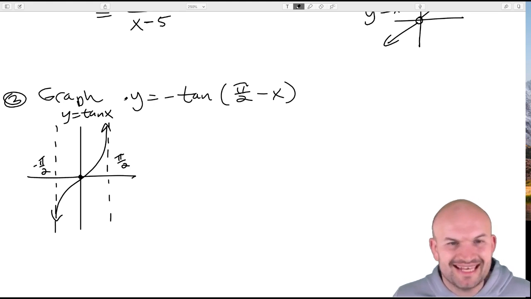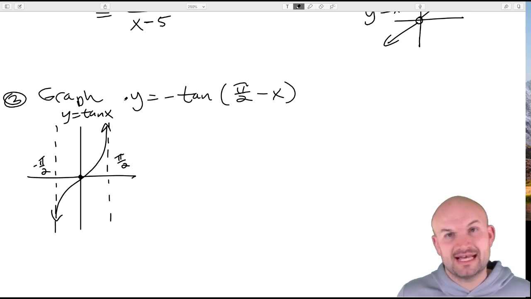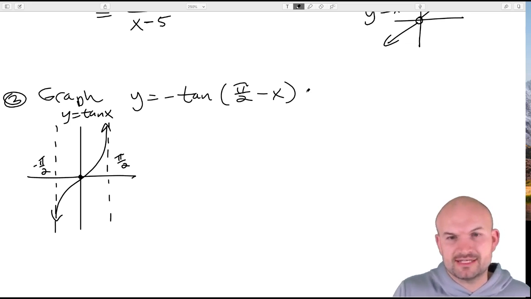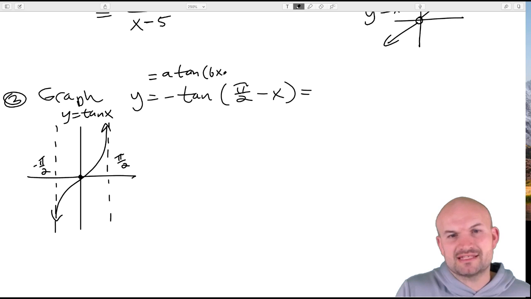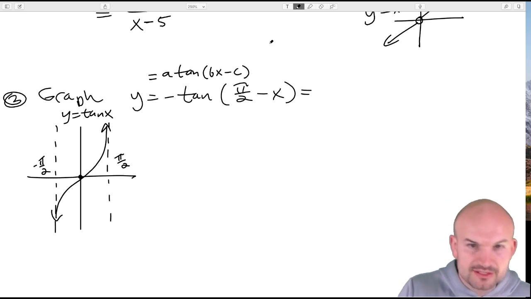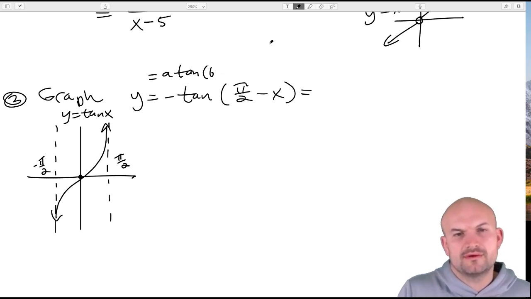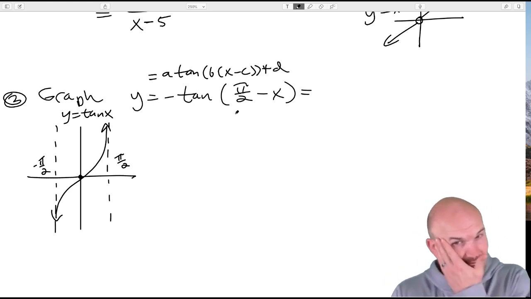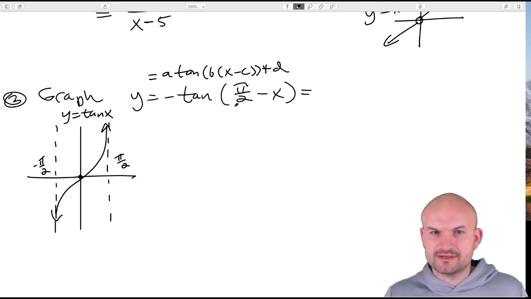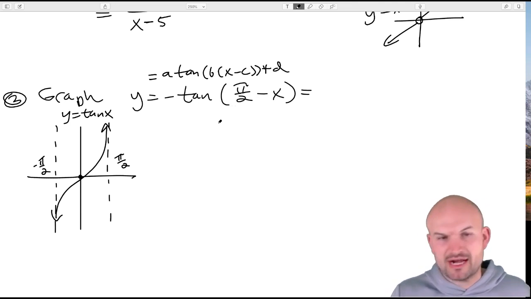So what happens when we take a negative tangent of pi halves minus x? Well, the first thing we need to understand is that if we're going to graph this, we want to understand this as a tangent of b times (x minus c), plus d. Sorry, let's use some parentheses correctly. First of all, we want the x to be written in front, and we want b to be factored out as much as we can.